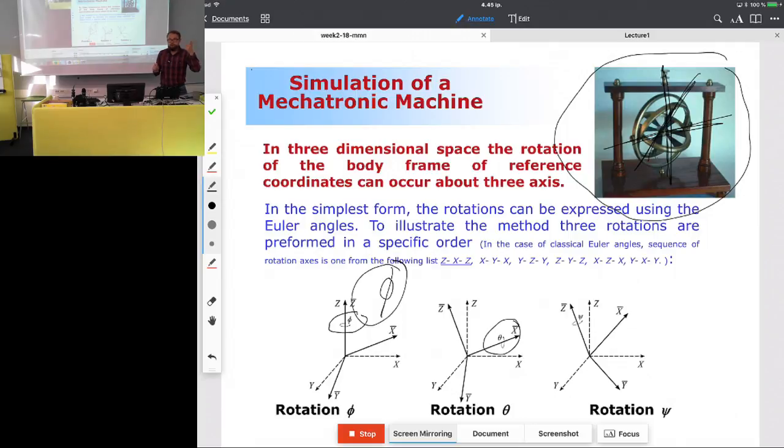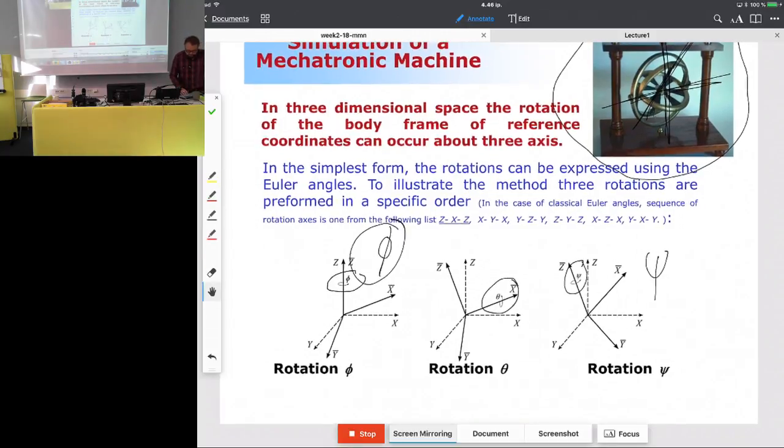And then I will take hold again about the z-axis. And this time I'm introducing psi. And then I have three successive rotations. Clear? All right.